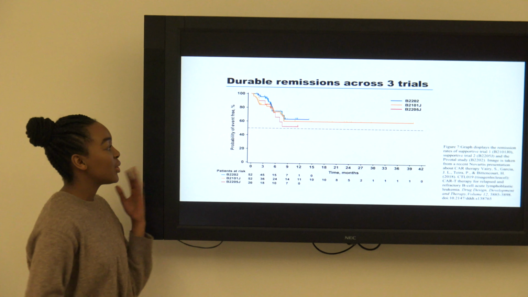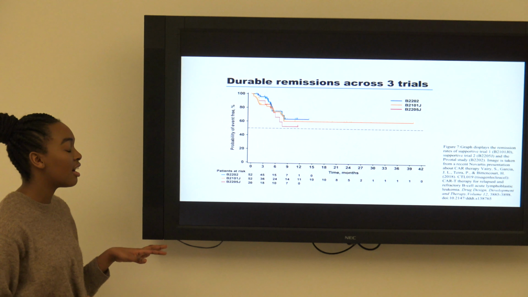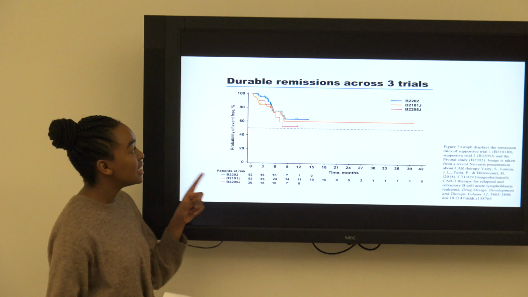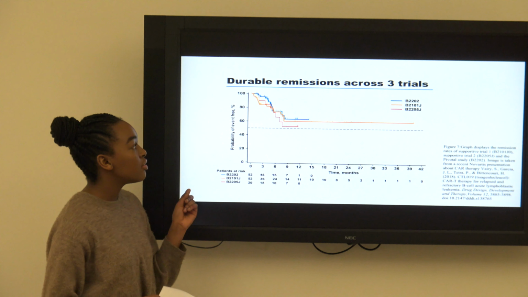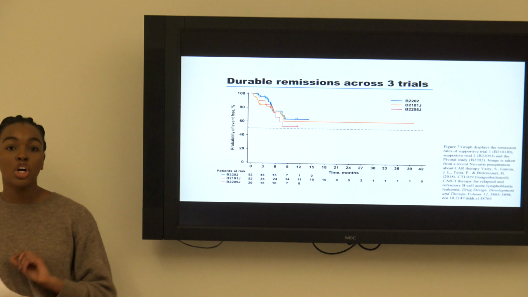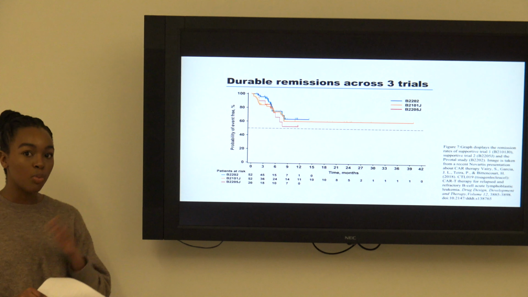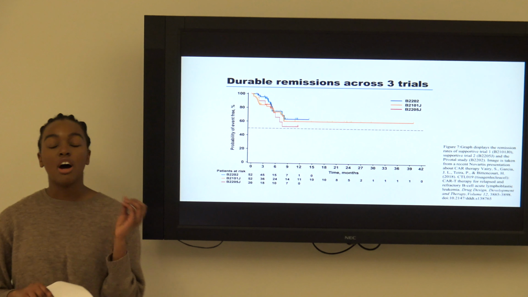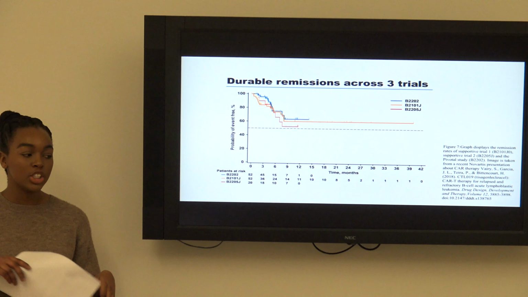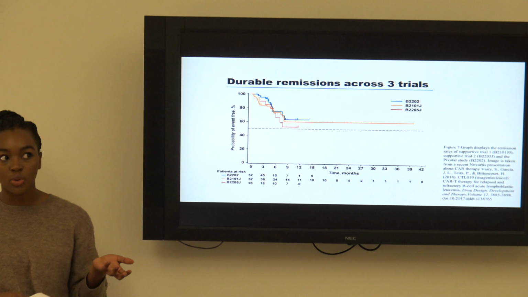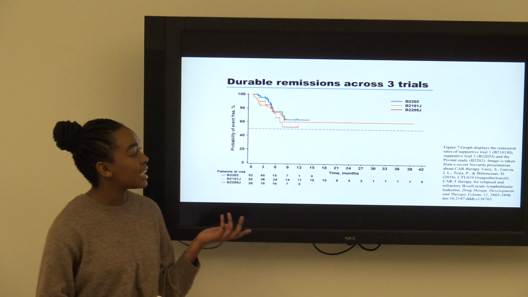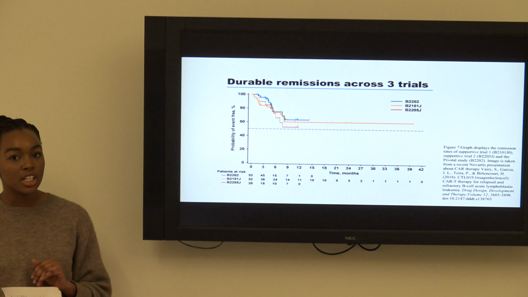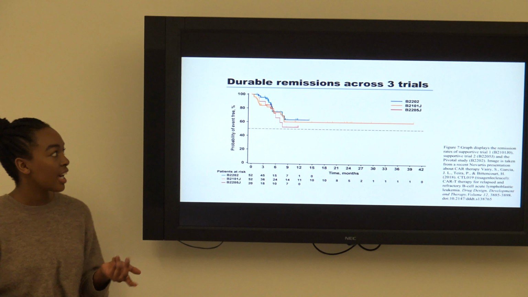This is a graph showing the statistics of the 3 trials. As you can see, the amount of CAR T cells in the patient slowly declined as time went on. So in the future, injections of CAR Ts will have to be continually given if you want to see continuous remission. But as you can see, it does last a while. I would say about a year or 2 years, injections would have to be given again.